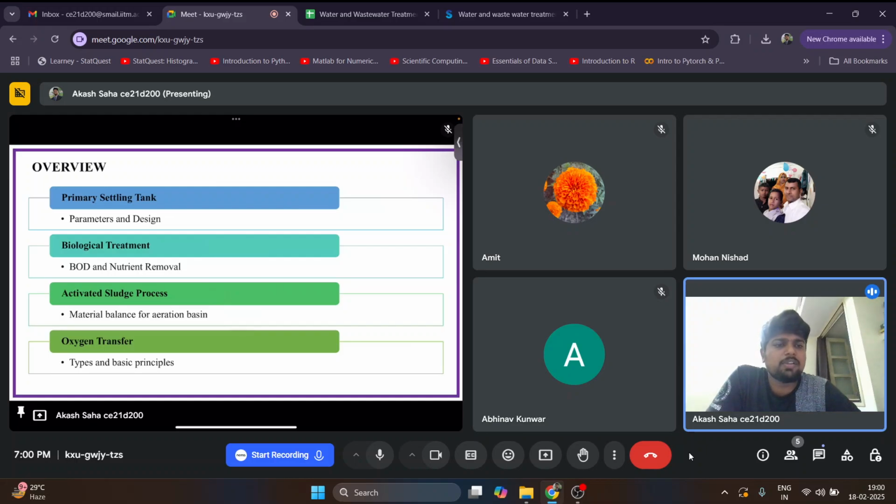Okay, so we started with the primary settling tank design. What are the different parameters? What is the design criteria? So that's how we finished the primary treatment section. And then we started with the biological treatment, how the BOD and nutrient removal is being done. What are the various methods? We learned about the activated sludge process, where we have seen the material balance for an aeration basin, where the aeration and the degradation takes place. And then we have also learned about oxygen transfer, what are the various types and basic principles related to it.